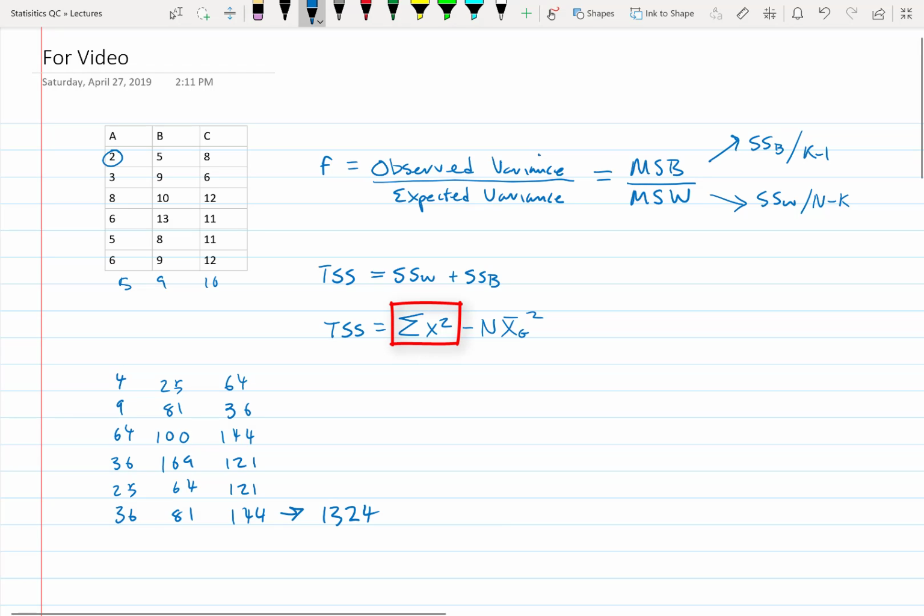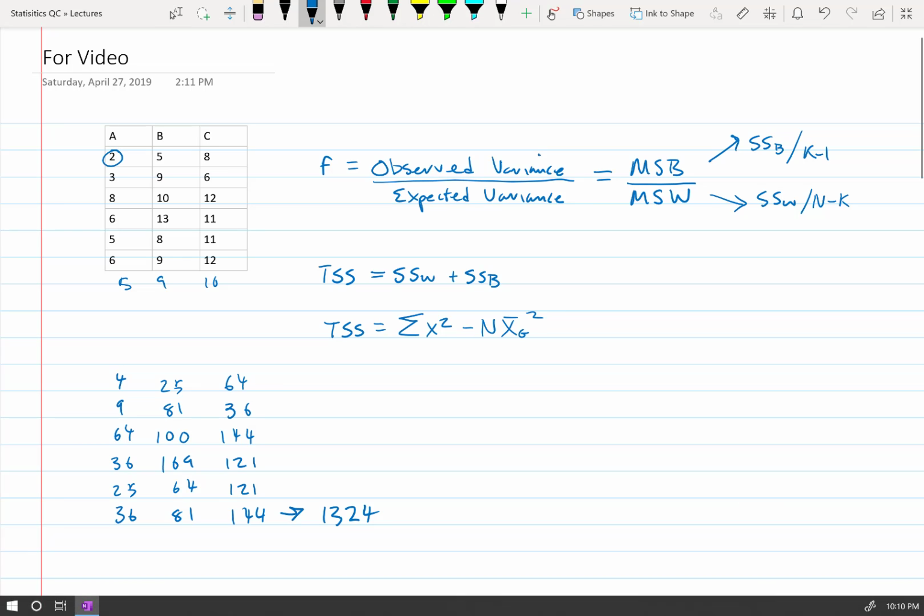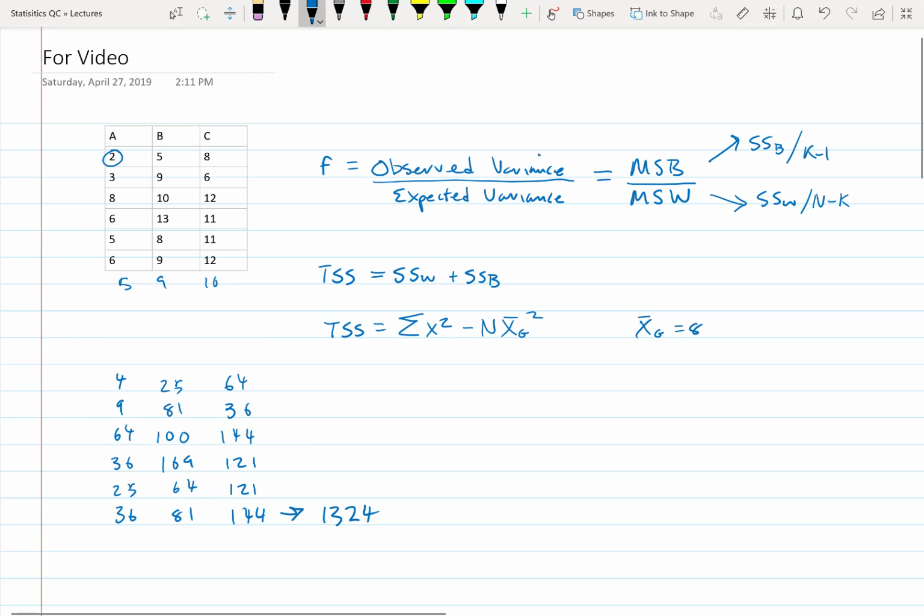Okay, so now we have the first part. Now let's work on getting our second term, n times x bar, the grand mean squared. The grand mean, you may recall from the problem in the previous video, x bar g, was equal to 8. And n is 18, because there are 6 rows and 3 columns, so we have 18 values. So we're going to have 18 times 8 squared. That's going to give us 1,152.